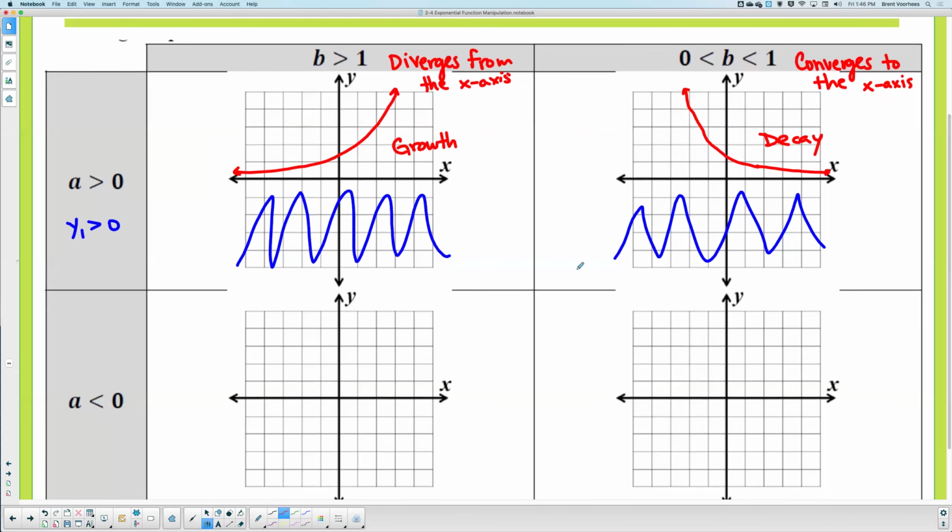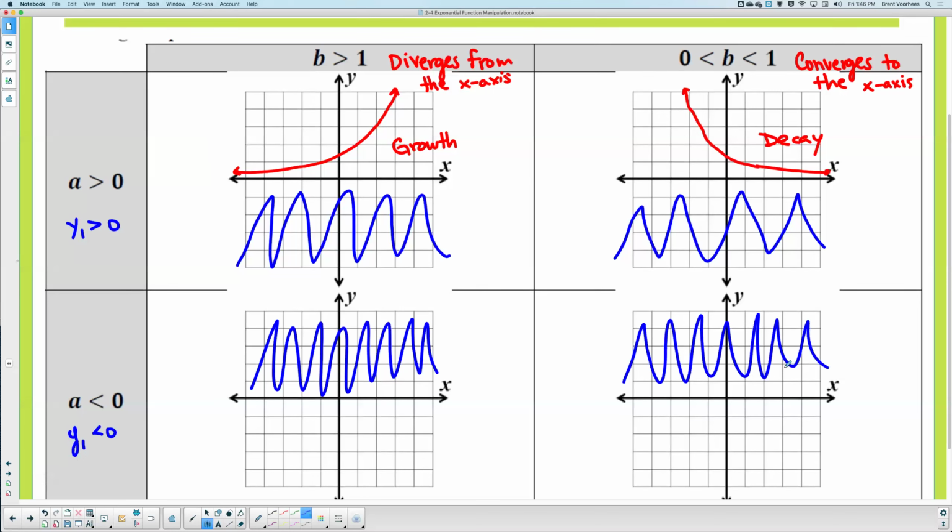Okay, so now let's try these bottom two. This time it's saying A is less than 0. What value will we use instead of A? Y1. If our leading term is less than 0, what do you think that's going to make true for the graph? It's going to be below the x-axis. So go ahead and take away these upper quadrants.